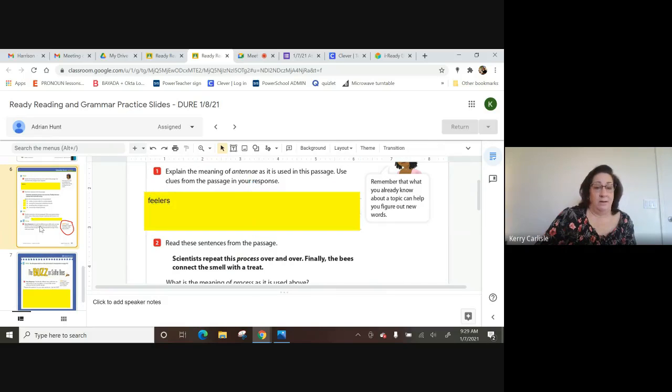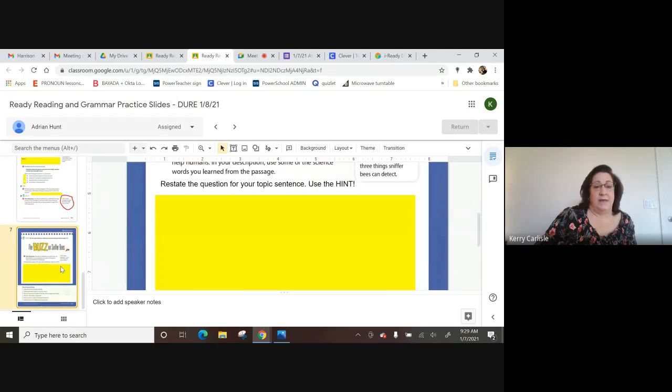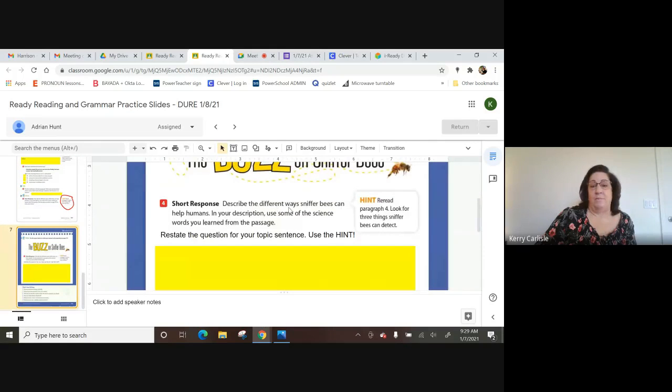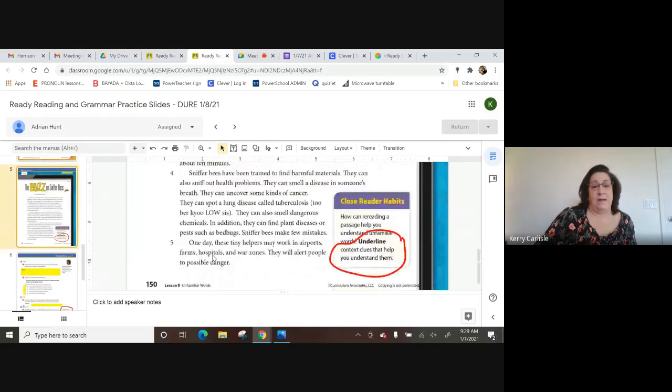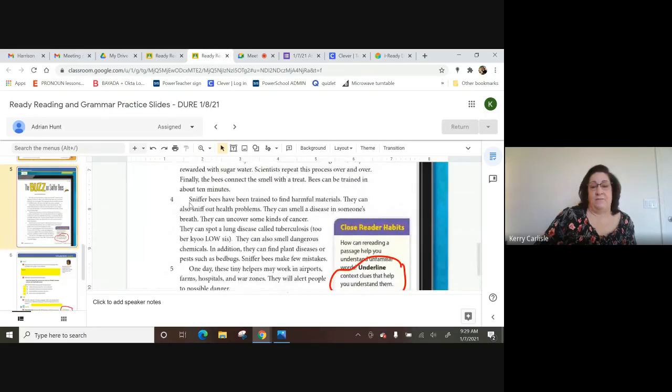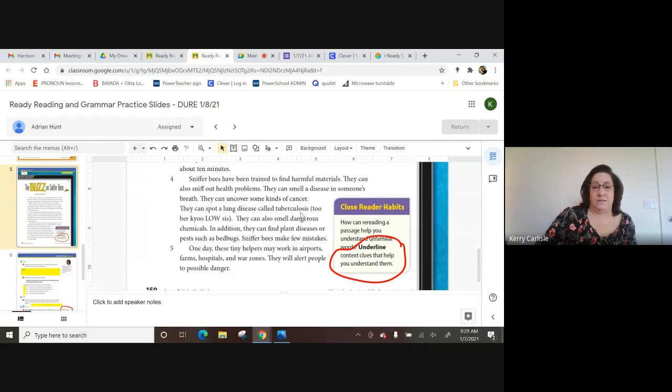They're not hard, okay? The hardest part is number 7, where it says describe the different ways sniffer bees can help humans. All right, and it says to look in paragraph 4. You have to go back to paragraph 4 and just reread it. Look at all the different things that sniffer bees do. They've been trying to find harmful materials, and they can also sniff out health problems. They can smell a disease in someone's breath. That's crazy, huh? They can uncover some kinds of cancer, and they can spot a lung disease called tuberculosis.